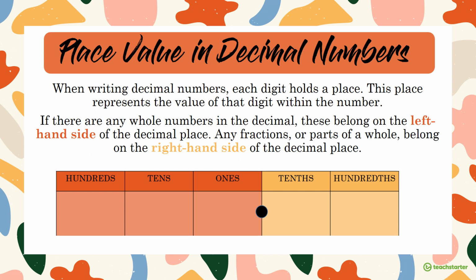So this is our place value chart. When writing our decimal numbers, each digit holds a place. This place represents the value of that digit within the number. If there are any whole numbers in the decimal, these belong on the left-hand side. So I've put that in the red color, which is where they go on that chart. Any fractions or parts of a whole belong on the right-hand side of the decimal place.